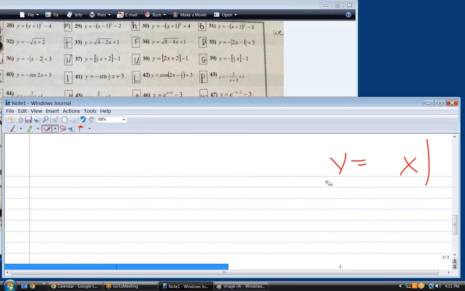So let's keep just doing this then. That's no difference, right? That's the same parent function, same reflection over the x-axis, move 2 to the right and up by 3.